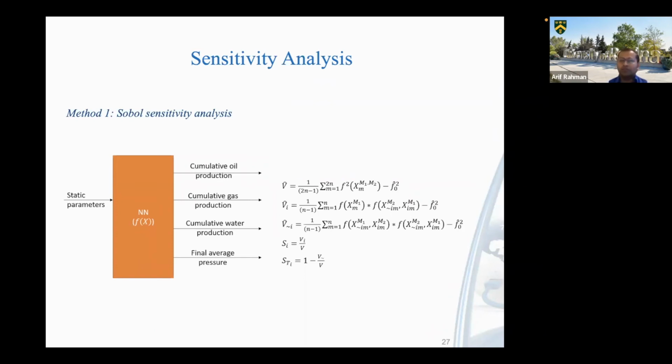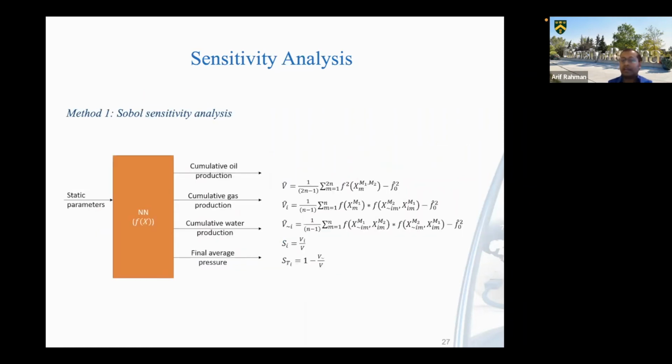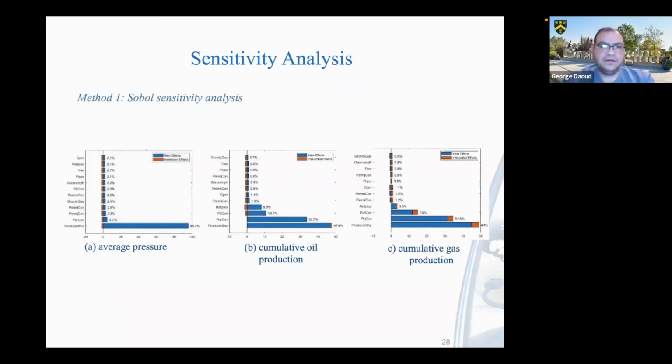But most petroleum researchers are interested in global sensitivity analysis, as it considers all input parameters and also their interactions among themselves. In our study, we usually use Sobol and Morris analysis to find out the most effective input parameters. Now the result will be discussed by George. Next slide. Thanks, Arif. Previous slide, please.